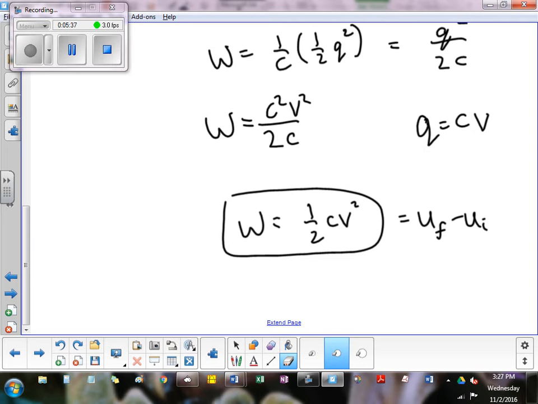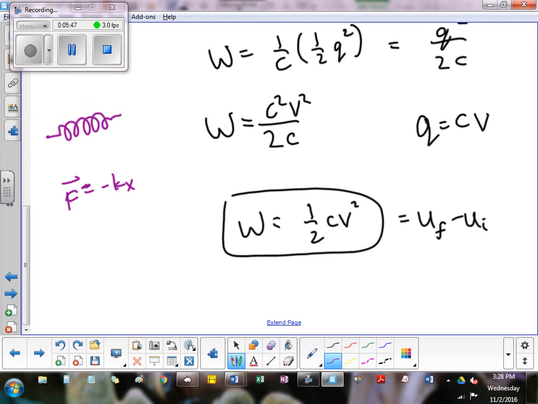But this just kind of reminds me of what happens to a spring. Do you remember that F is equal to negative kx on a spring? So here's a spring, and you probably remember that x means the amount you displace it by, right? So it really means delta x. And let's say you squish the spring, you're going to basically store potential energy, positive potential energy.